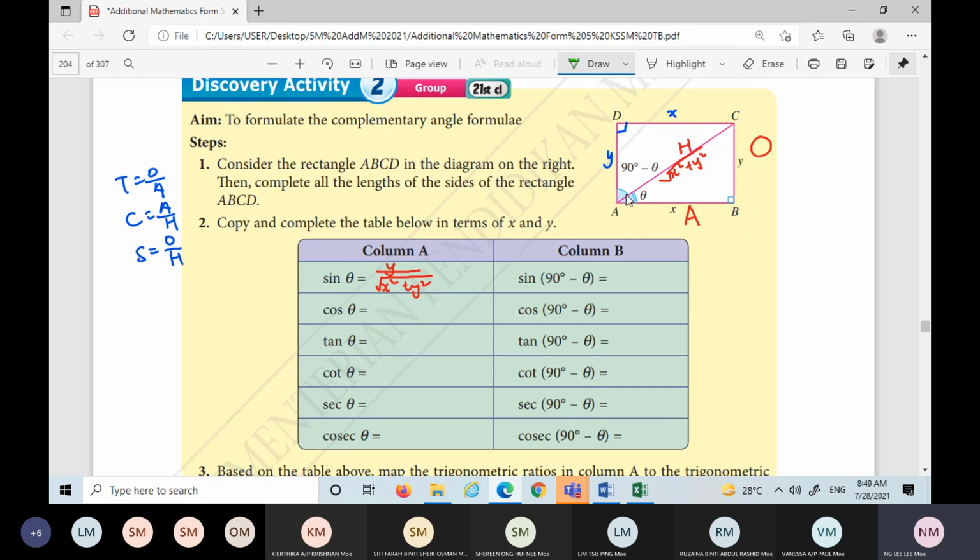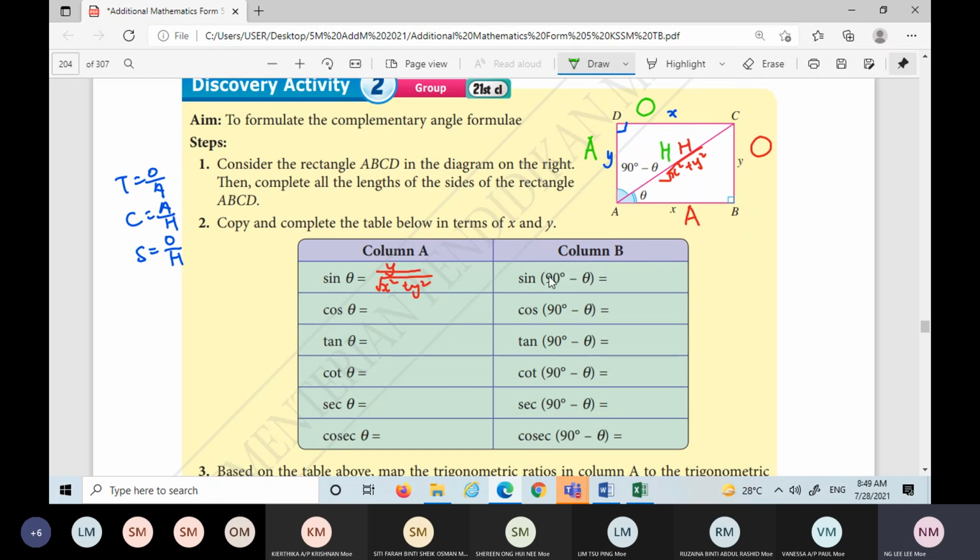Same thing for this angle, 90 minus theta. This is the opposite. Can you see or not? Here the opposite is y, but here the opposite is x. So you have to be careful which angle you are referring to. Then this is still the hypotenuse. The hypotenuse is the same. Then this is the adjacent, if I am using this angle.